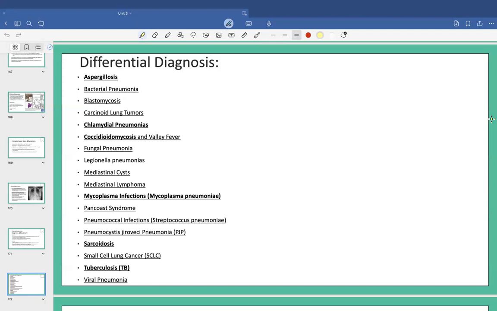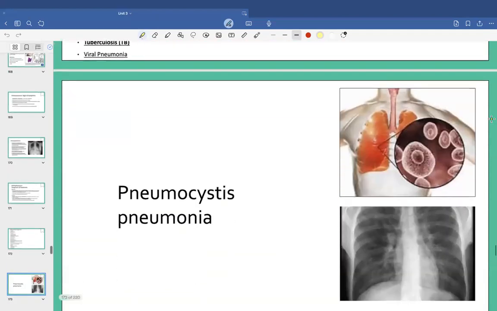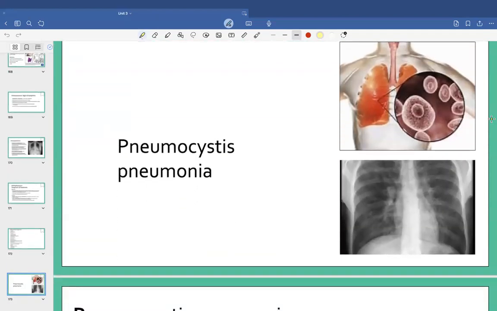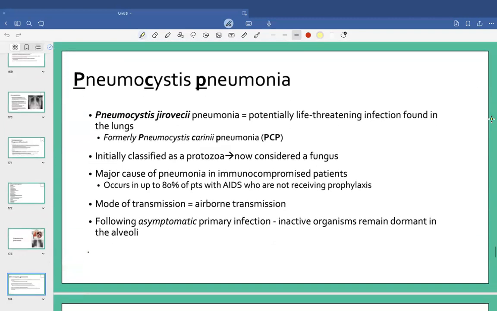We'll go ahead and start with that one. Pneumocystis pneumonia. Pneumocystis pneumonia or pneumocystis jirovecii pneumonia is a potentially life-threatening infection in the lungs. When I was in school, we called it pneumocystis carinii pneumonia, or PCP. They still call it PCP, even though that's not what the abbreviation is for jirovecii anymore. But you will still see PCP being used. So pneumocystis jirovecii pneumonia or PCP. Some people do PJP, but PCP is still more likely used.